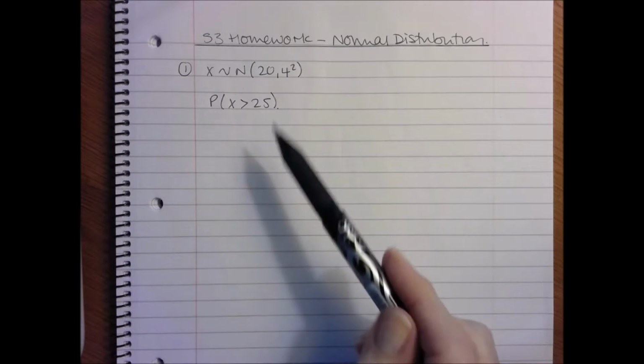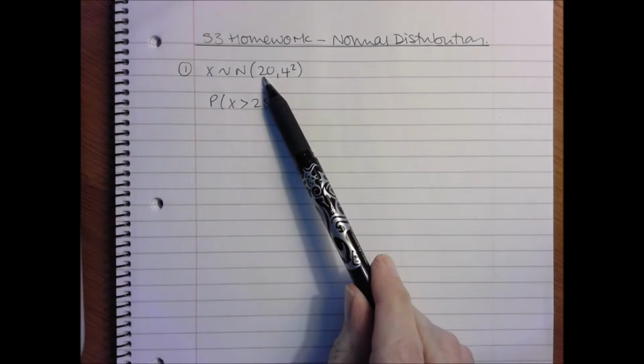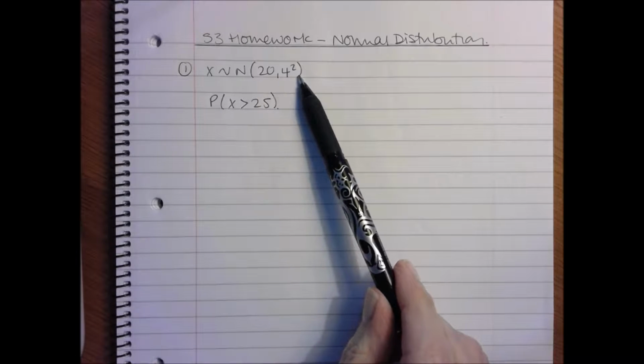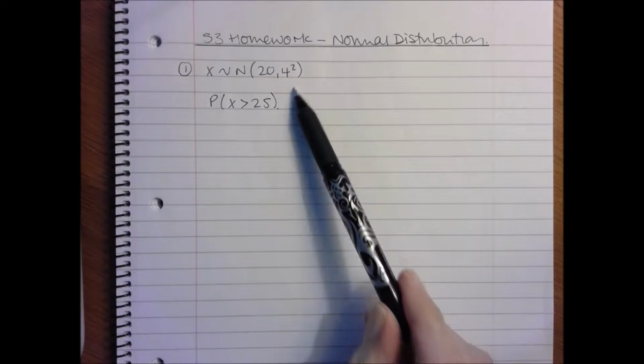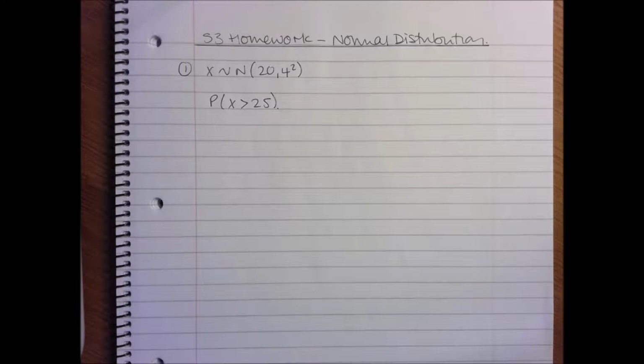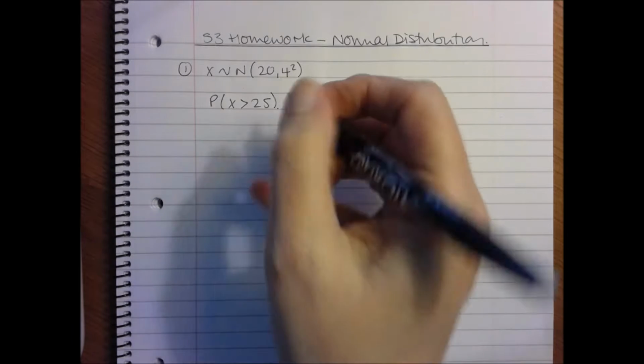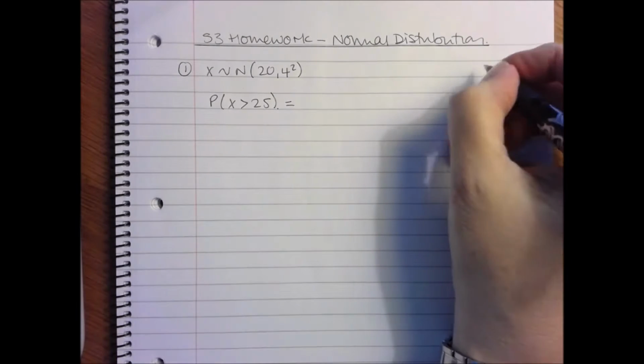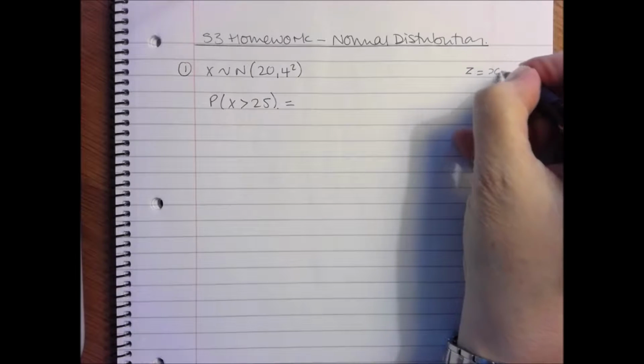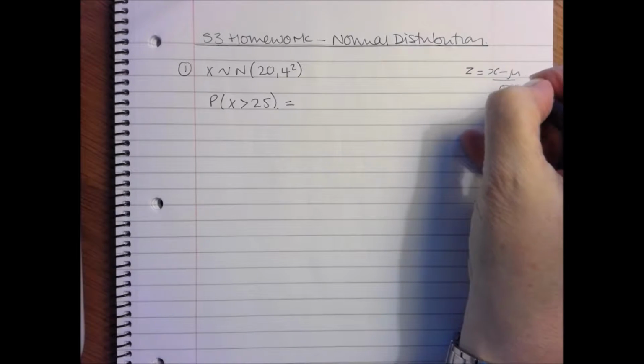Question 1 then tells us that we've got a normal distribution with a mean of 20 and a standard deviation of 4, so it's a variance of 4 squared, and we're asked to find the probability x is bigger than 25. So I'm going to do this by standardising. So remember, when you standardise, z is equal to x minus mu over sigma.